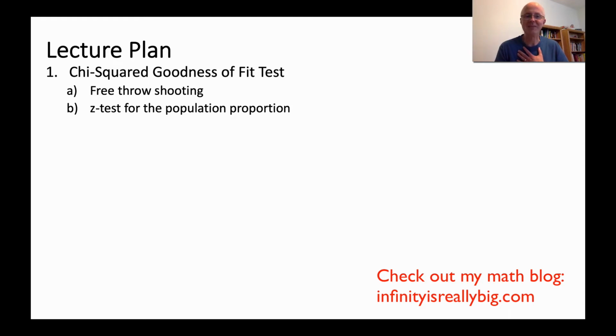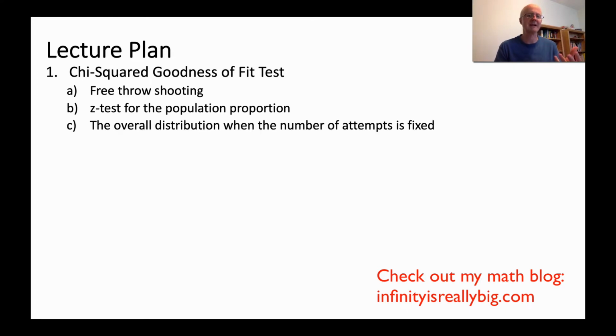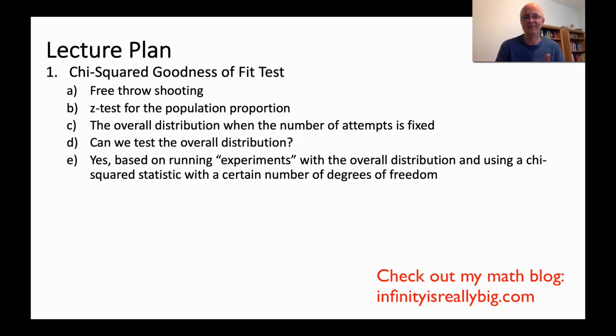First, we'll do a z-test to test the population proportion, which really represents my probability of success on any given free throw. But then we'll generalize that. We'll look at the overall distribution when the number of attempts is fixed. I'm going to talk about taking 4 free throws at a time and counting how many successes I have, which is a binomial random variable, and I can either have 0, 1, 2, 3, or 4 successes. Can we test that overall distribution, and is that a different test than testing the probability of success on any one attempt? Yes.